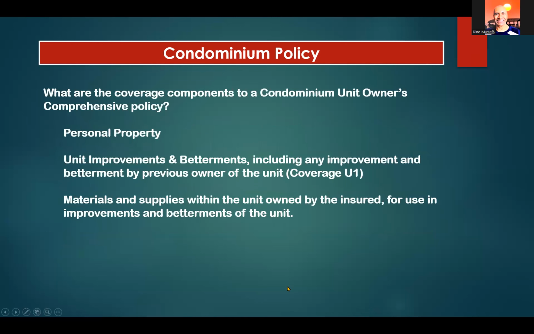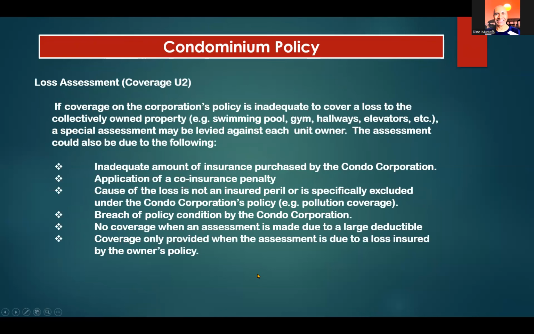So what are the coverage components of a condominium unit owner's policy? We just discussed that. Personal property, the number one. Then unit improvement and betterment. Okay, it's also called the U1. And also materials and supplies. So let's say you went to Home Depot and you wanted to do some improvement inside your unit and you brought a lot of stuff and it's just lying there. Okay, and if it's stolen, as long as you can prove that you got them and that they're meant for some improvement and betterment, you can make a claim for that.